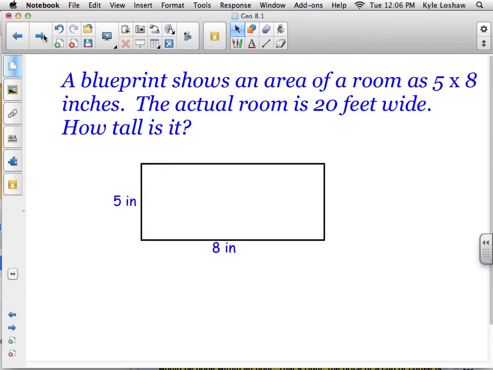Please write this problem down, and I would like you to attempt it. This is the problem we're going to begin class with tomorrow. Yes, don't give me that guff. I can hear you. Mr. Loshaw, get over it. So make sure you're copying this problem down. You can use the pause button if need be. Try and figure out how tall it is. Good luck.